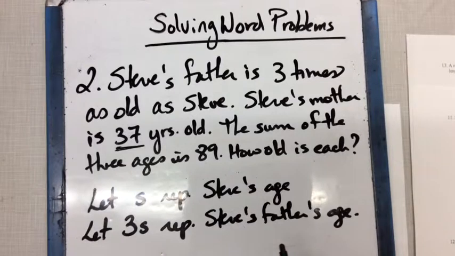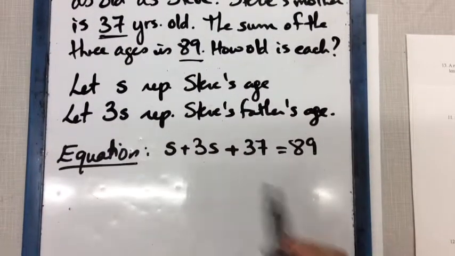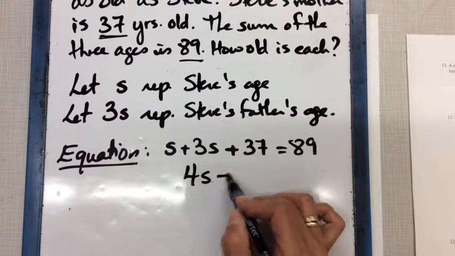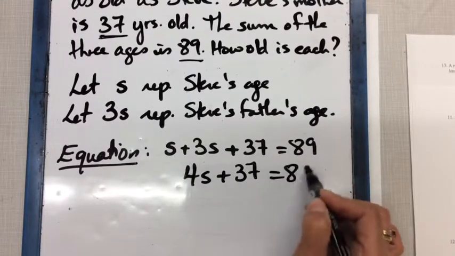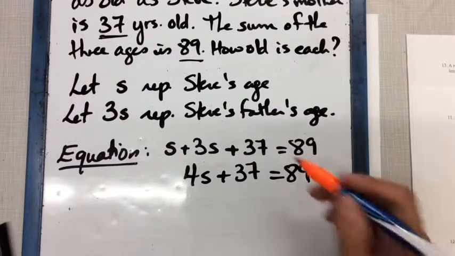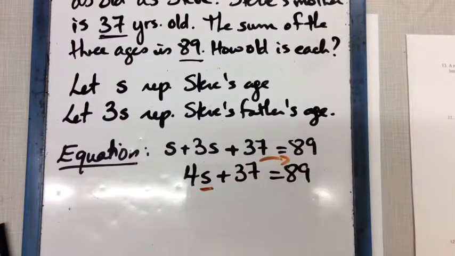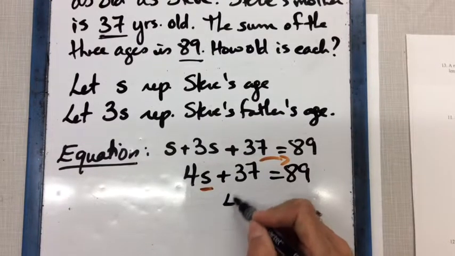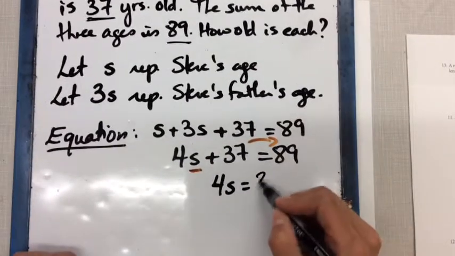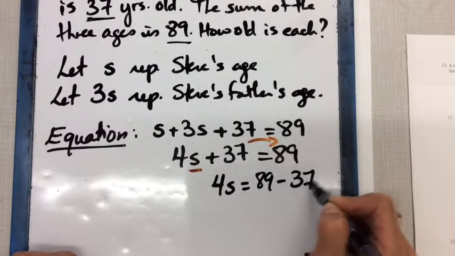We cannot forget about her. We also know the total is 89. So our equation is S for Steve plus 3S for his father plus 37 for the mom equals 89. Correct? And now let's collect like terms: 4S plus 37 equals 89. And you know what to do now because you want to isolate, you want the S on its own. Let's bring that over. And we've got 4S is equal to 89 minus 37.